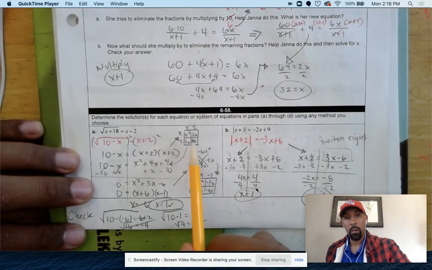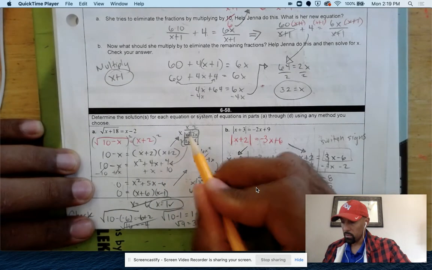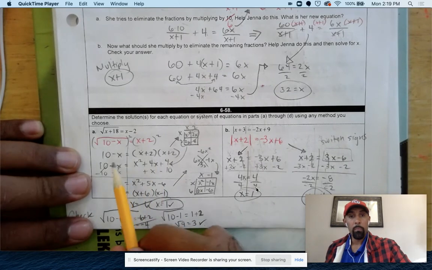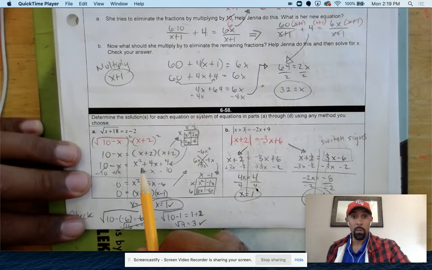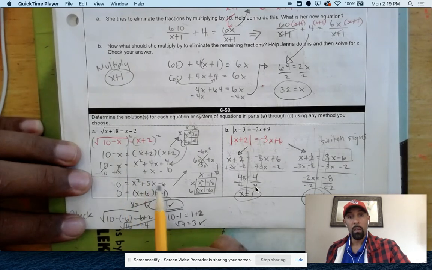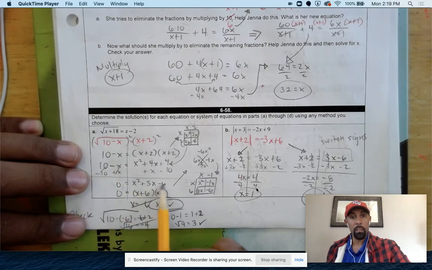Here you can see I used the box to multiply it out. And then I wrote those terms right here. And remember that 4x comes from these two like terms. Okay, and since it's an x squared again, just like that first problem, I need to make it equal to 0 by taking away the 10, adding the x, and then I end up with this: x squared plus 5x minus 6.